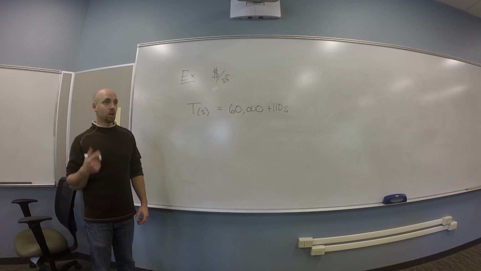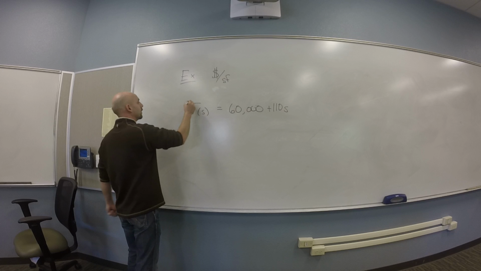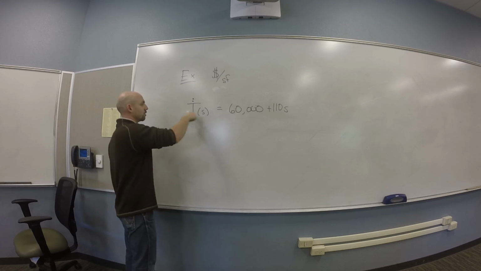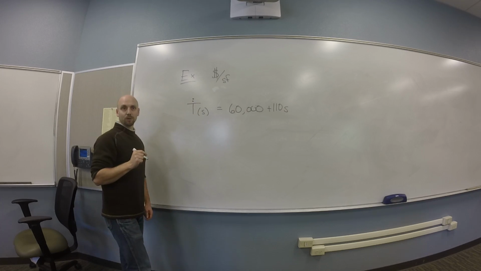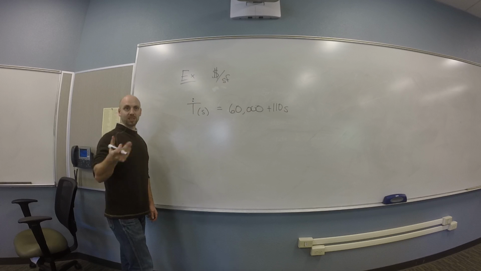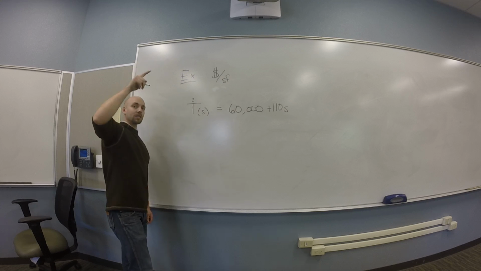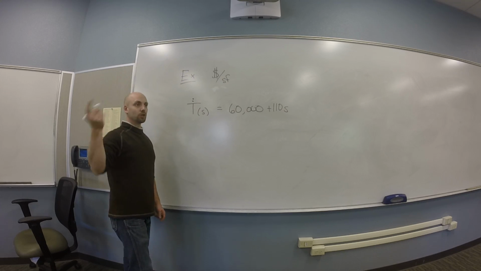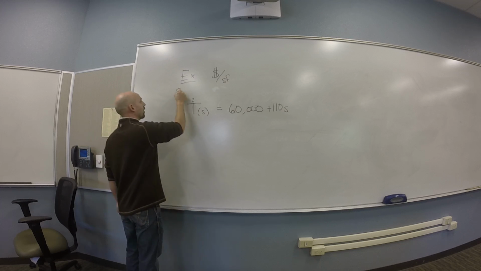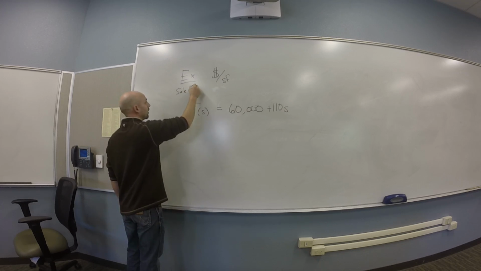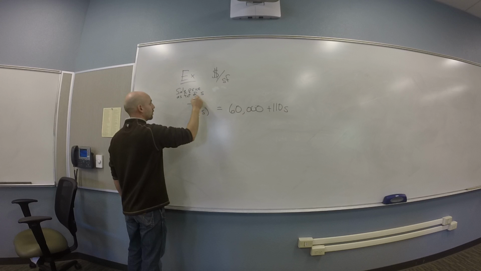Okay? So, the first thing I want to give you is an interpretation. So T of S, what do you suppose this thing gives you? Like, what's the output here? Yeah, this should be the cost of a house as a function of square footage. Does that make sense? Or really the sale price as a function of square footage.